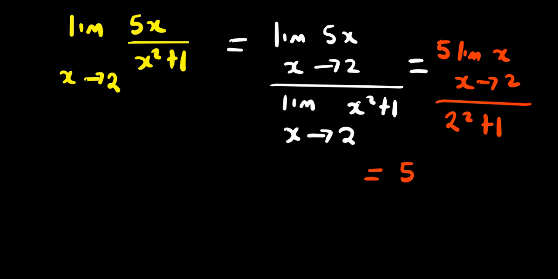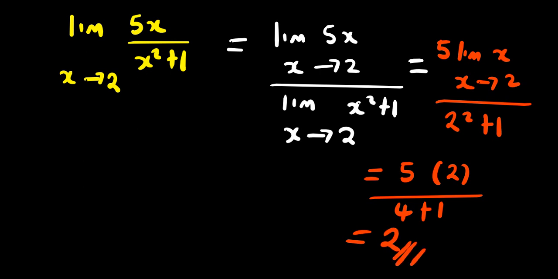So on top I'm going to have 5. Now this is a variable, so we're going to replace that variable with the input value that we are approaching, which is 2. So I'm going to have 5 multiplied by 2 over 2 squared down, that is just a 4, plus a 1. Then 5 multiplied by 2 is a 10. A 10 divided by 5 down will just give us a 2. So this is how you solve these limits.